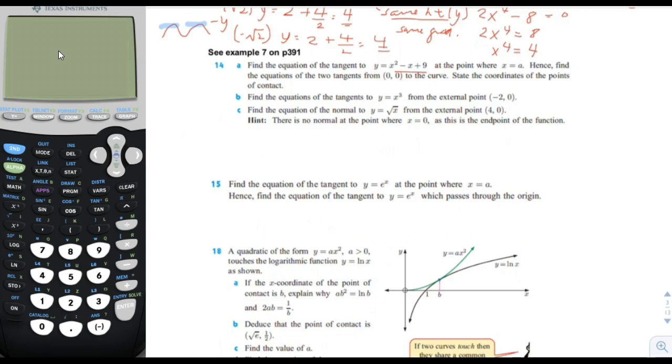Find the equation of the tangent. So first thing we need to do is find the derivative. So it's 2x minus 1 at the point where x equals a. At the point where x equals a means that we're going to put a in for x, and we're going to get 2a minus 1.